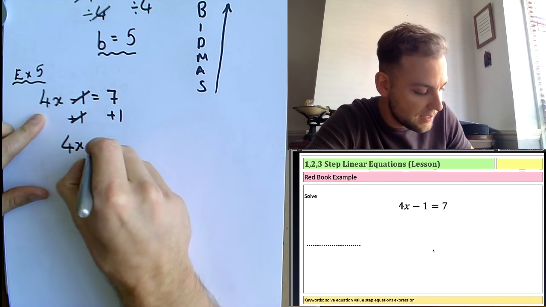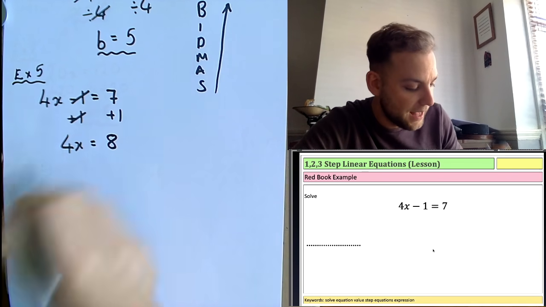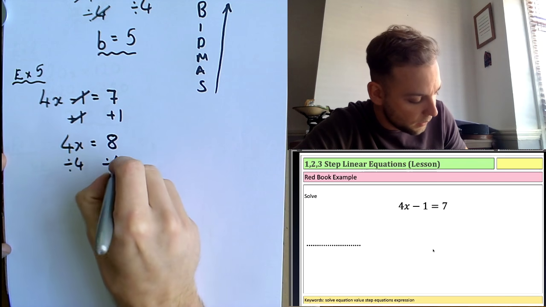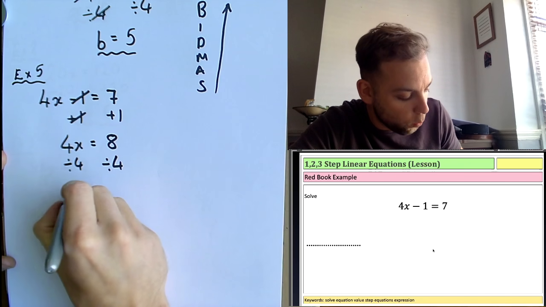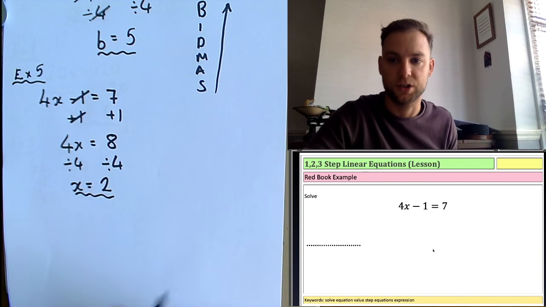And this one here, 7 plus 1 is equal to 8. Now I need to get x on its own, so I do that by dividing by 4. So 4 x's divided by 4 means I've just got 1x, and 8 divided by 4 is 2. And then that's that question done.